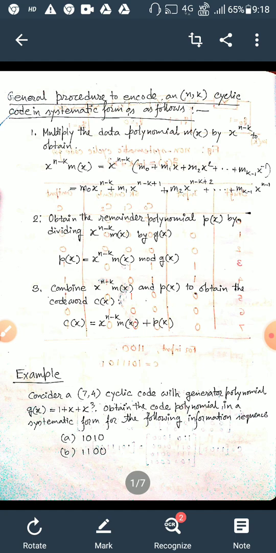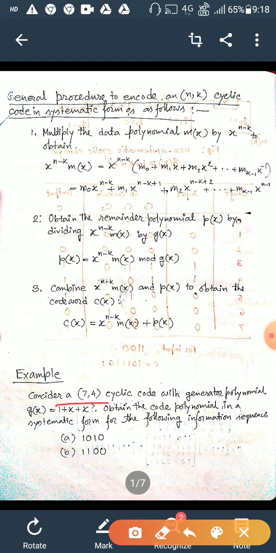Now we go through an example, where it is considered that (7, 4), that is, n is given as 7 and k is given as 4. For this kind of cyclic code, the generator polynomial is given as g(x) equal to 1 plus x plus x cube. The question is: what will be the code word for the message 1010 and the other message 1100? To identify the code word, you have to follow the steps already told.